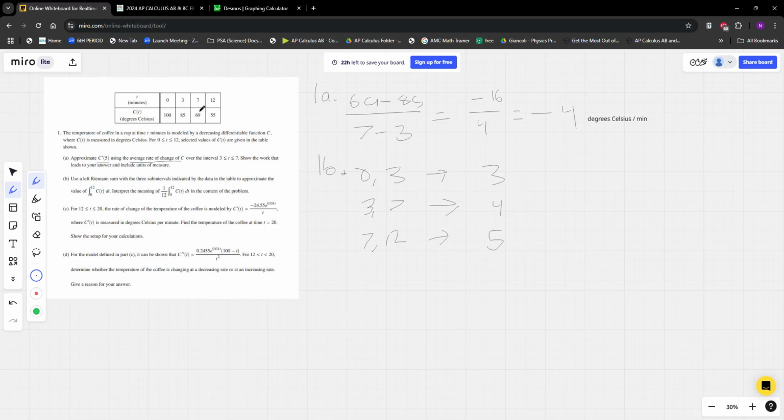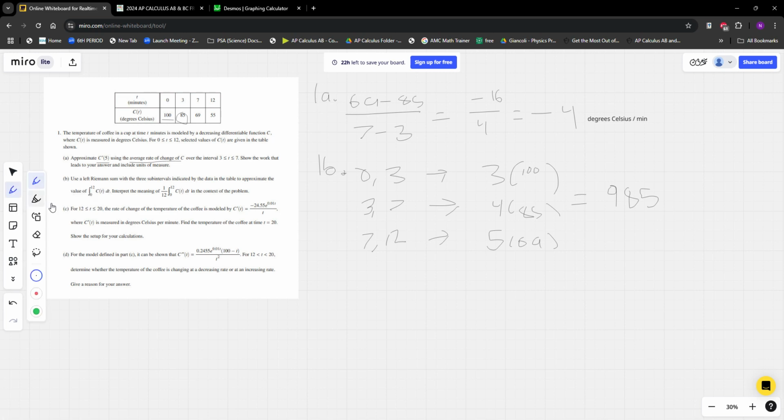The left y value of our first interval is 100. The left y value of this interval is 85, times 4. The left y value of this interval is 69. So now, if we add up all these rectangles, the first one is 300 plus 4 times 85 plus 5 times 69. You should get 985 as your answer. It doesn't say to include units of measure, so don't include units of measure.